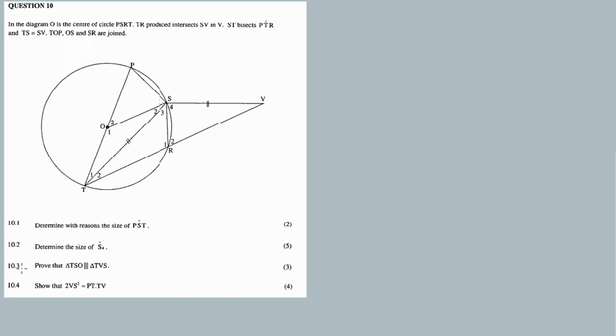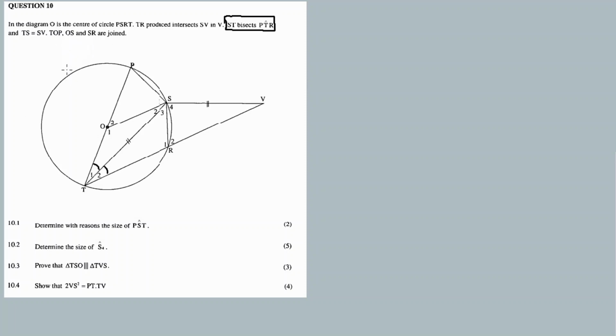All right, question 10. In the diagram, O is the center of circle PSRT. TR produced intersects SV at V. ST bisects PTR, meaning that T1 is equal to T2, and TS is equal to SV. TOP, OS and SR are joined.